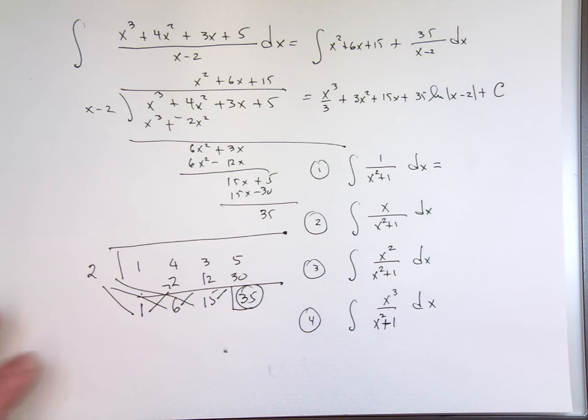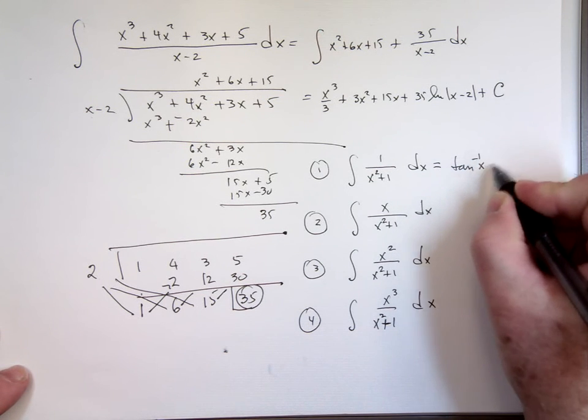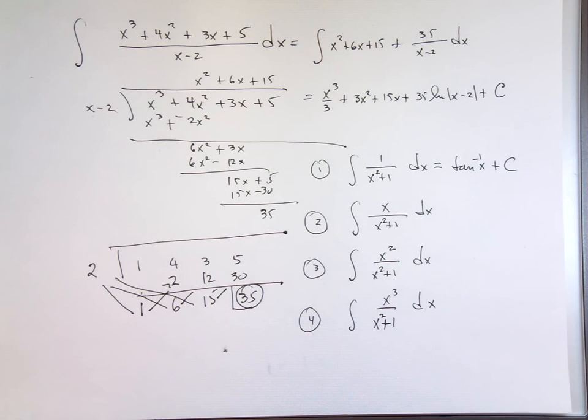We're going to generalize inverse tangent next time, where we're going to have a u squared plus a squared. Instead of a 1, we'll have a constant there. It'll be a pretty easy generalization. But that's inverse tangent, arctangent. Okay, now, what is this one?